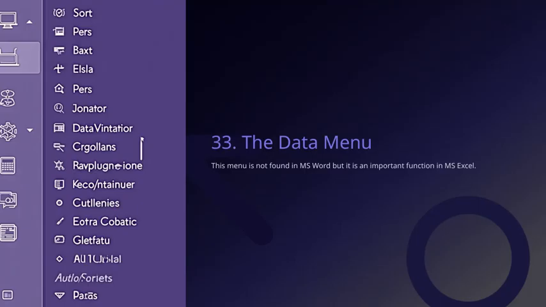Let's talk about the data menu. Now, you'll notice this menu isn't available in MS Word, but it's actually a very important feature in MS Excel. The data menu provides you with powerful tools to manage, analyze, and organize your data efficiently. Whether it's sorting your data, filtering specific information, or performing complex data analysis, this menu is essential. Understanding how to use it effectively can really enhance your productivity and the accuracy of your work. So, even though you won't find it in Word, mastering the data menu in Excel is key to leveraging the full potential of your spreadsheets.